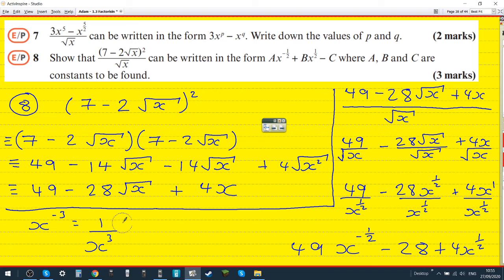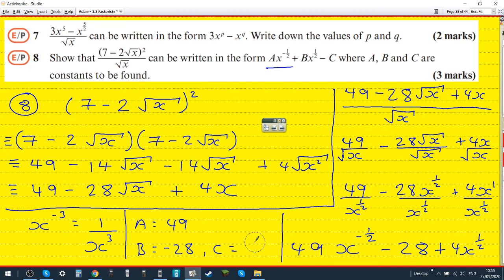And so what is A, what is B, what is C? A is 49x to the power of a half, minus a half. Just A. They already gave us the... Oh, 49. Yeah. B is 28 and C is 4. But B is minus 28. Very good. And C is 4.